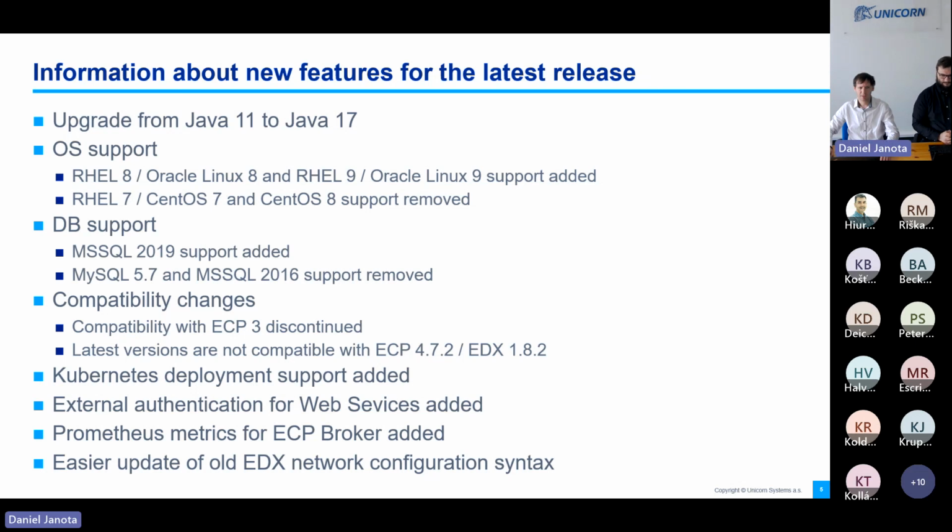Quite a major change in this release is also that Kubernetes deployment support was added for all ECCo components. So you are able to establish the whole ECCo environment using the Kubernetes Helm chart. This is included in the installation package. There was added external authentication for web services. And also the ECP broker was extended by Prometheus metrics. Part of the release is also easier update of network configuration. So you should be able to migrate to the new format of network configuration more easily.